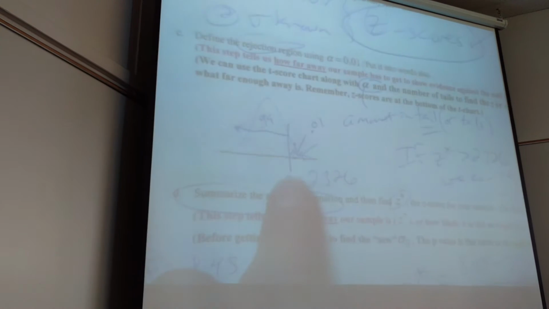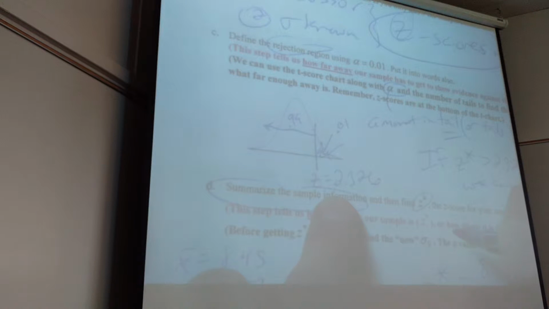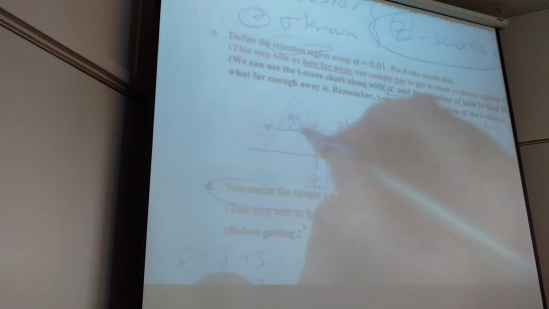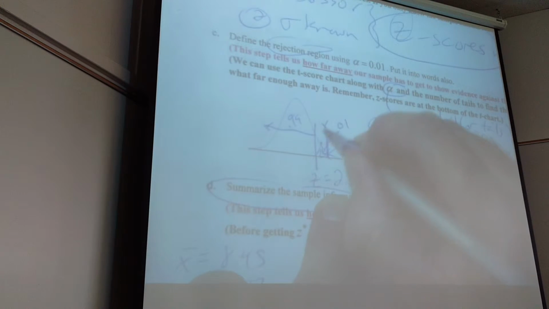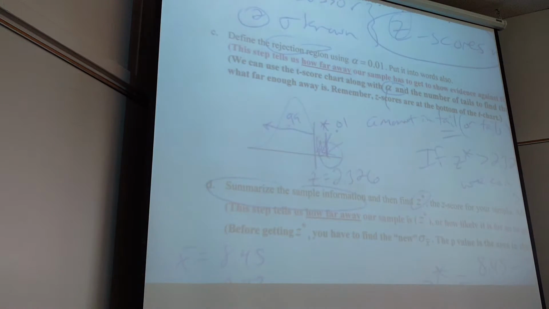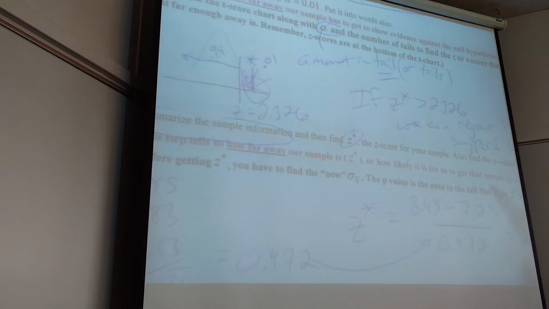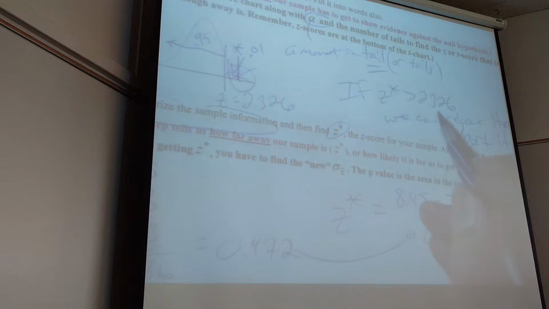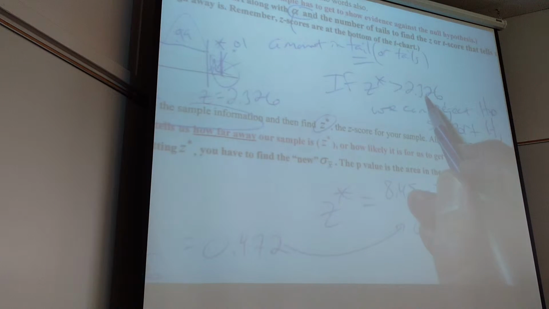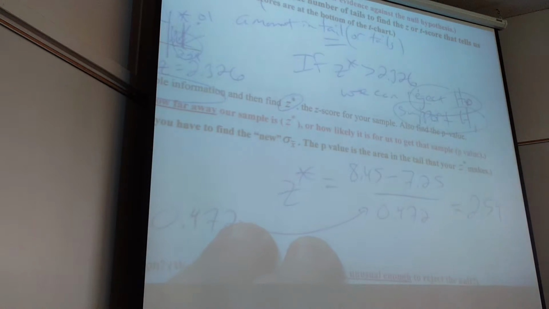So where is that on the picture? 2.54. Is it below it or above it? So we made it into the rejection region, which means we can do this. Was our Z star bigger than 2.326? Totally, it was 2.54, is right there. So we can reject the H0, support the Ha.